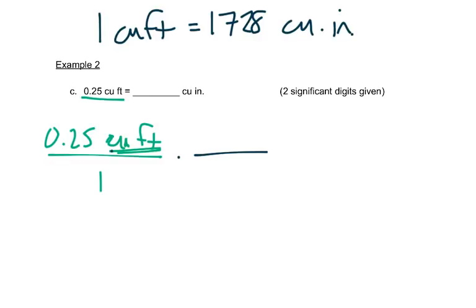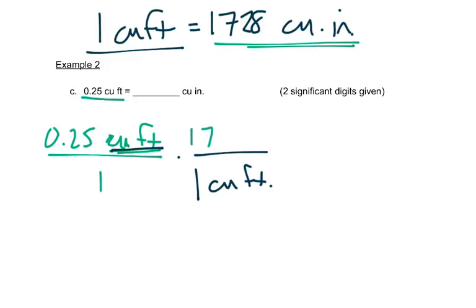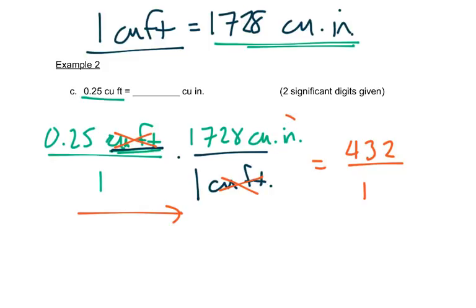Because the cubic feet were on top here, we want the cubic feet to be on the bottom. And then this that's left will go on the top. That allows the cubic feet to cancel out, and we'll multiply straight across 0.25 times 1728, and we get 432. 1 times 1 is 1 cubic inches.